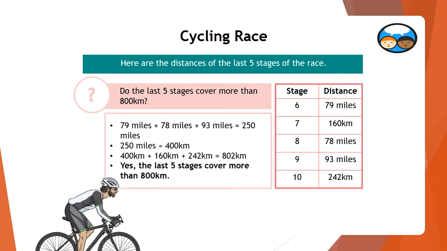So, here's our answer. 79 miles plus 78 miles plus 93 miles equals 250. 250 miles is approximately equal to 400 kilometres. 400 kilometres plus 160 plus 242 equals 802. So yes, the last 5 stages cover more than 800 kilometres.